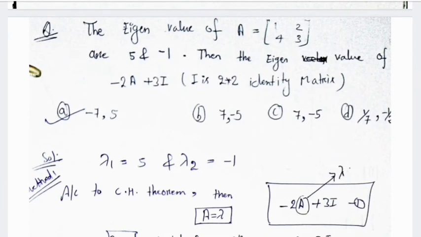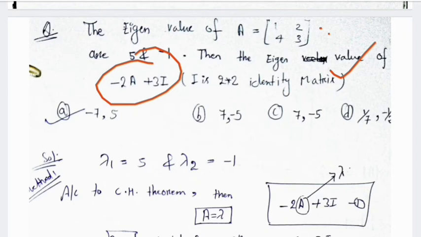Here the eigenvalues of A, that is 1, 2 in the first row and 4, 3 in the second row, are minus 5 and minus 1. Then what are the eigenvalues of minus 2A plus 3I, where I is the 2 by 2 identity matrix? So there are 4 options. Option A: minus 7 and 5, option B: 7 and minus 5, option C: 7 and minus 5, and option D: 1/7, 1/5. Okay, now come to the solution.